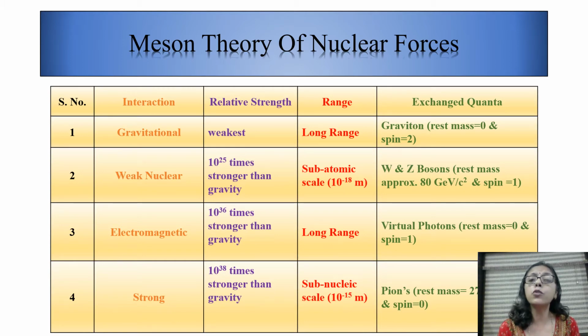In case of strong forces, which you term as the nuclear forces, they are 10^38 times stronger than the gravitational forces and act in the subnucleic range. And this range is the diameter of the nucleus, which you suggest as 10^-15 meters. And the exchanged quanta here is a pion. And we will be calculating the rest mass of this pion. Just wait.